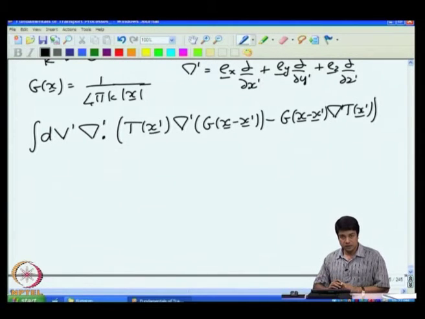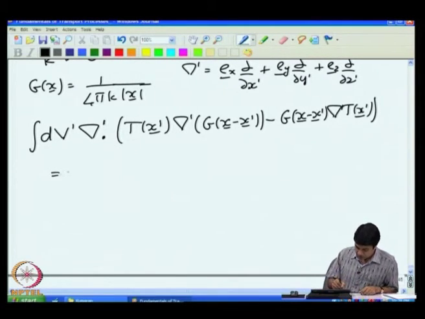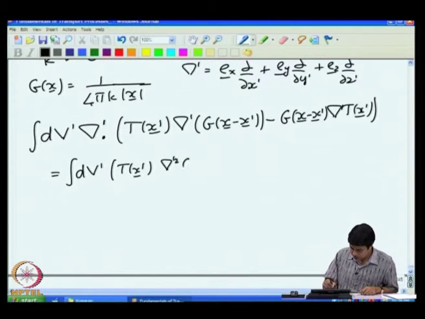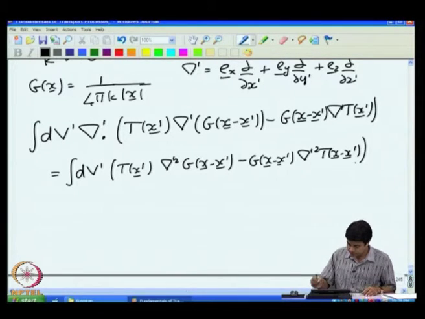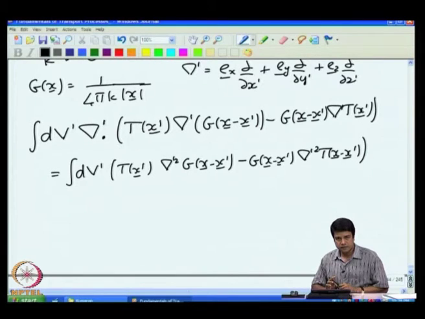This now I can expand out. I have divergence of 2 terms here and 2 terms on the right hand side, which I can expand out using product rule. So, this thing is equal to integral dV prime of T of x prime del prime square G of x minus x prime minus G of x minus x prime del prime square T of x prime. You can see that the first derivatives, gradient of T and gradient of G, will cancel out, because I have taken the difference between these two.